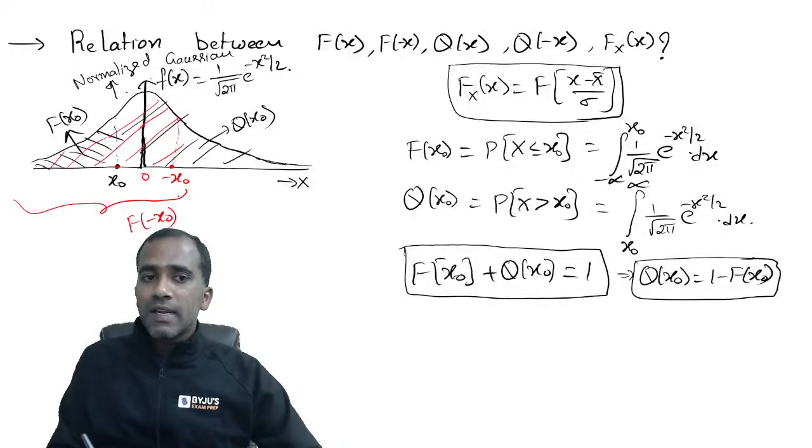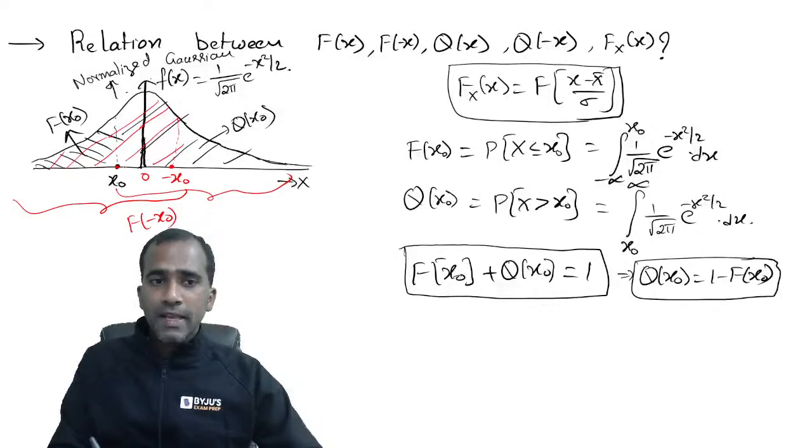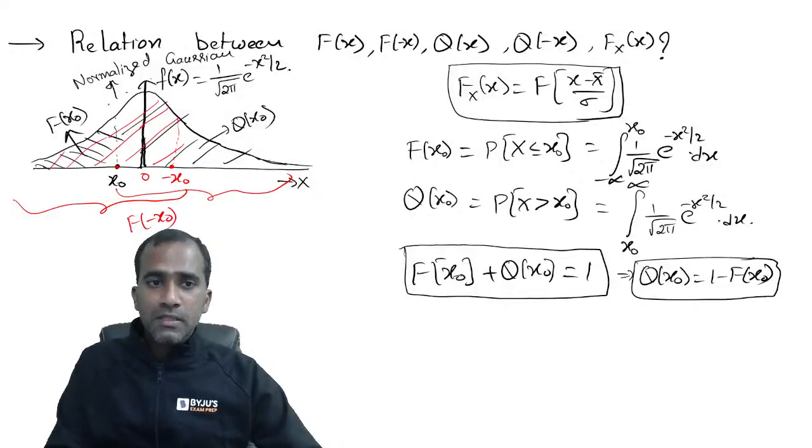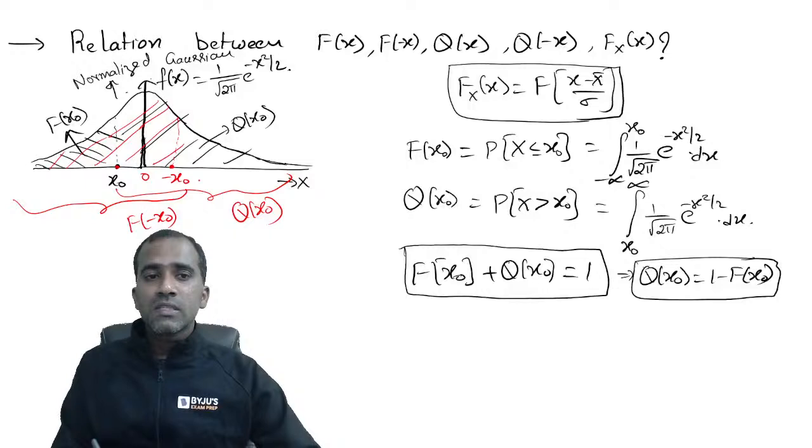F function value means area till that point, the inside value. So area from minus infinity to minus x0 is F of minus x0. Okay, is this area also the same as this area, x0 to infinity? Since this is a symmetrical PDF, this area is the same as this area, right? Area from x0 to infinity is Q of x0. Area from minus infinity to minus x0 is F of minus x0. So these two areas are the same because this is a symmetrical PDF.